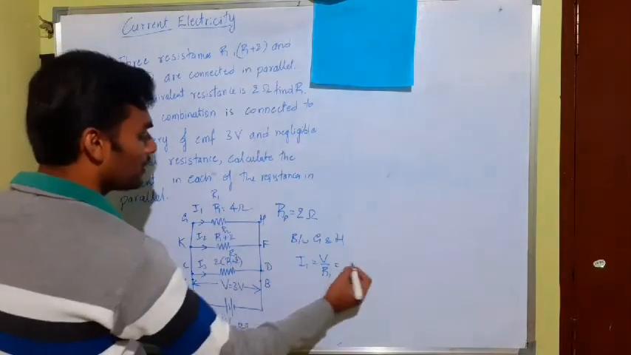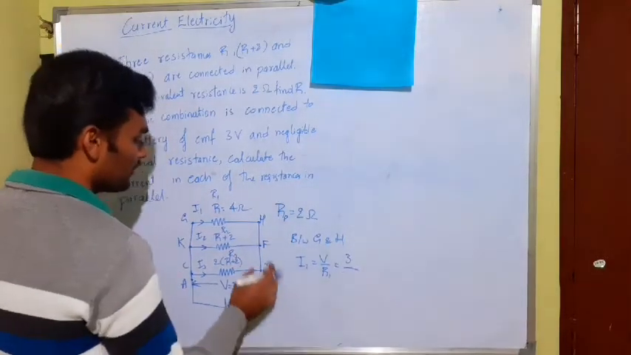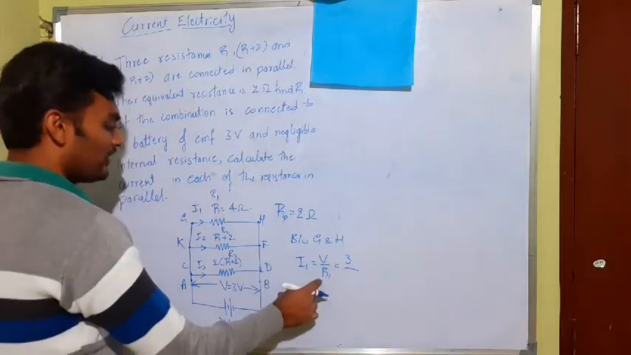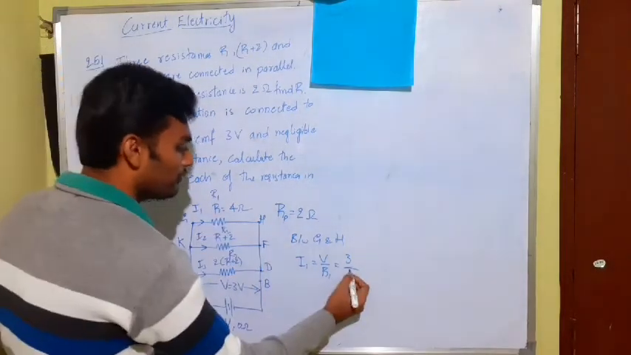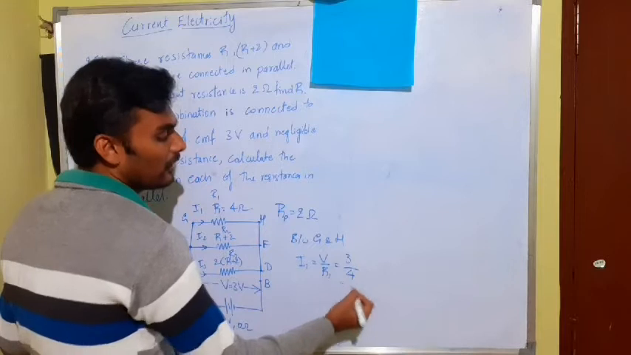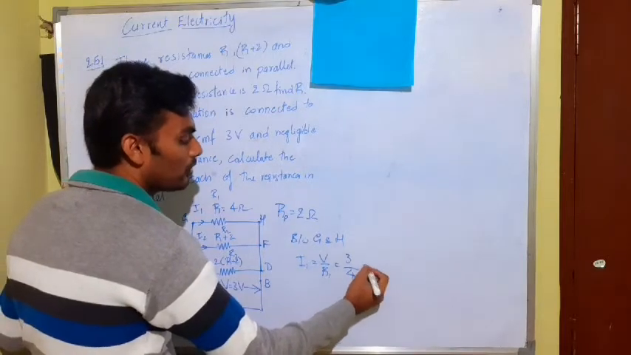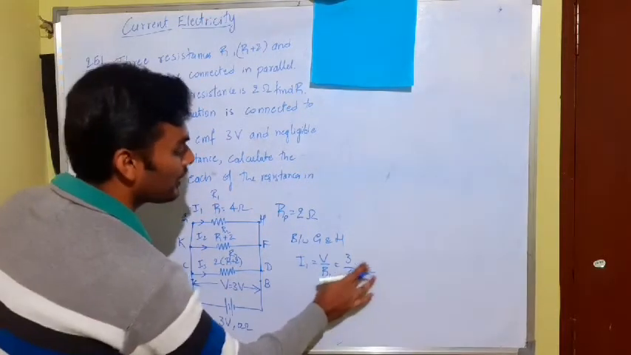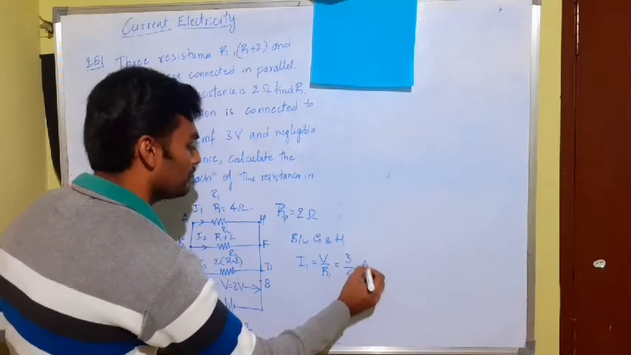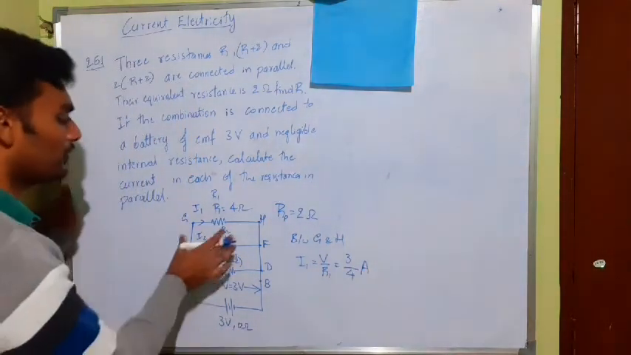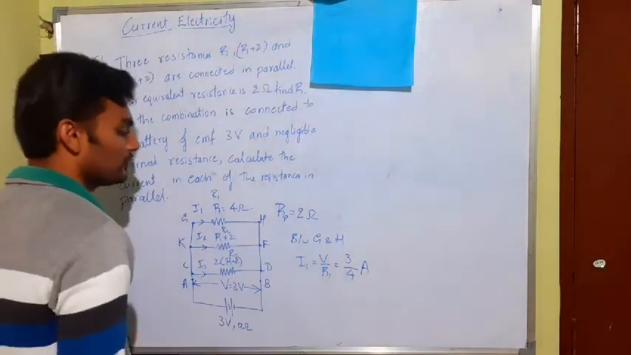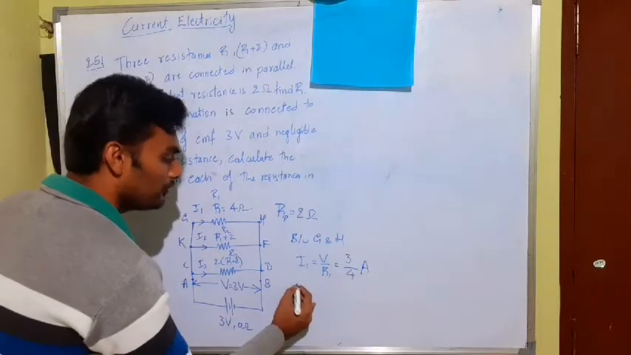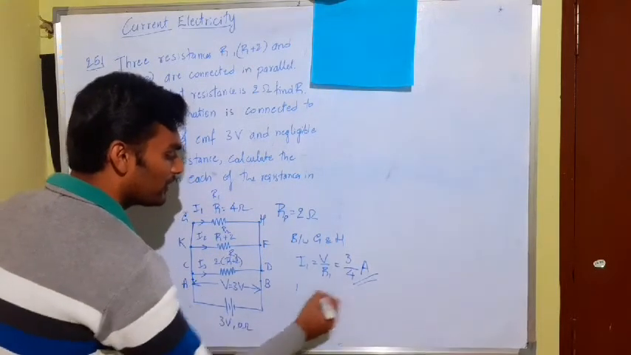V is 3 volt, common for all of them because they're all in parallel. What is R1? R1 is 4 ohm, right? So it is 3 by 4 ampere. Current, 3 volt voltage, 4 ohm resistor. That's it. Now you have I1. This is one of the results.